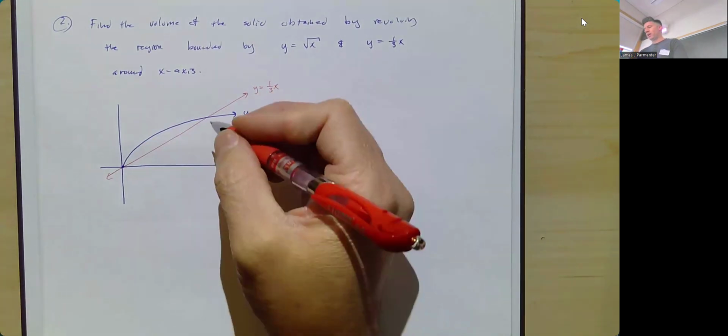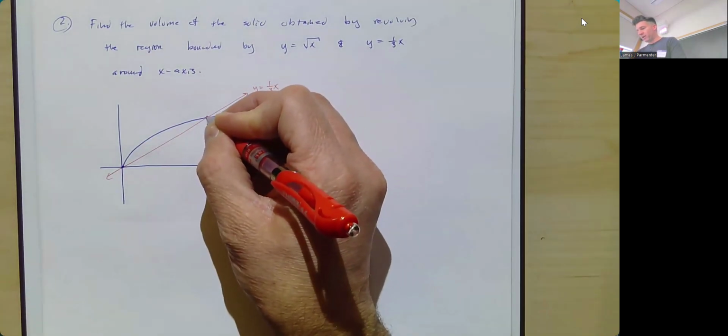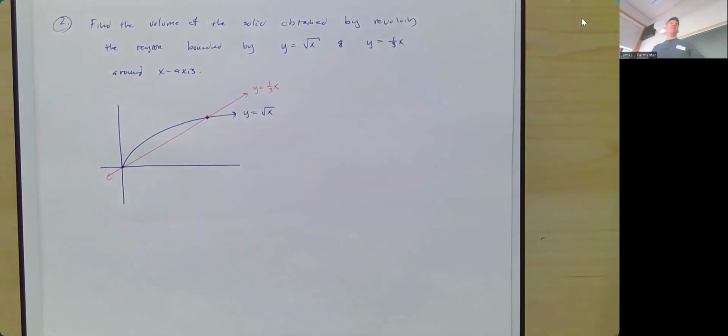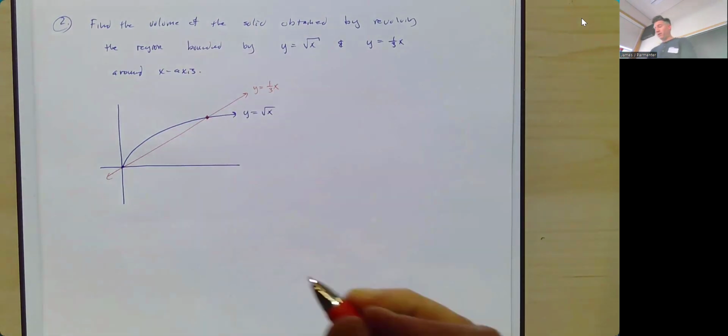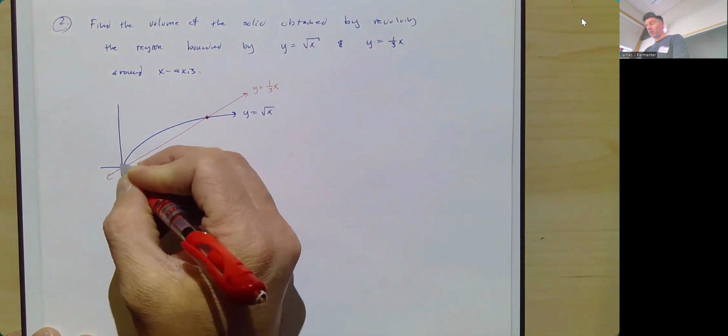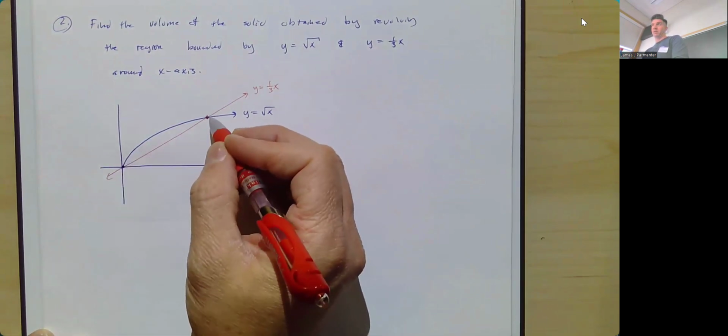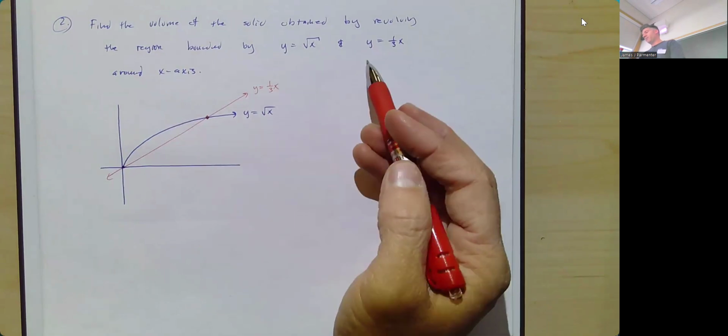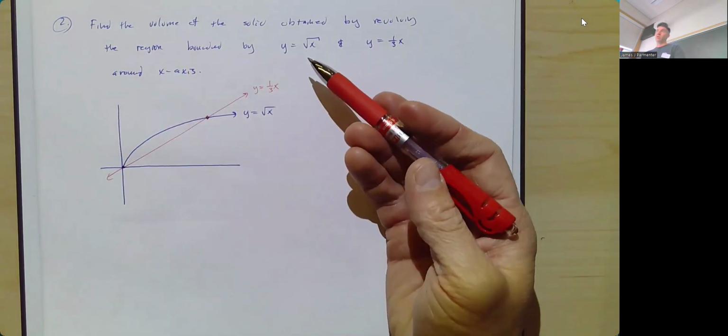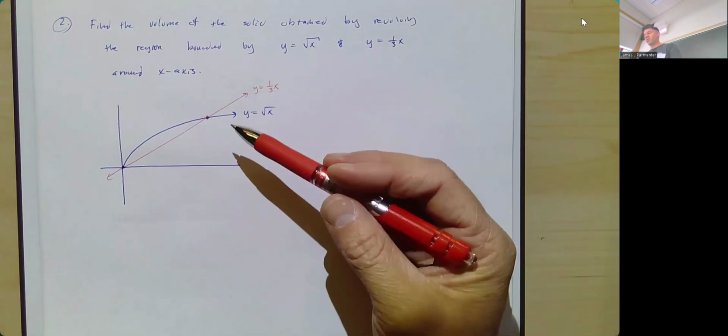And now I really would like to know the point where they intersect because it's going to be the limit of integration for my integral. I know that my integral is going to start at x equals 0 and it's going to end at whatever this point of intersection is here. Setting these equal to each other and solving is not that much work usually, but sometimes it is. You could also just guess.